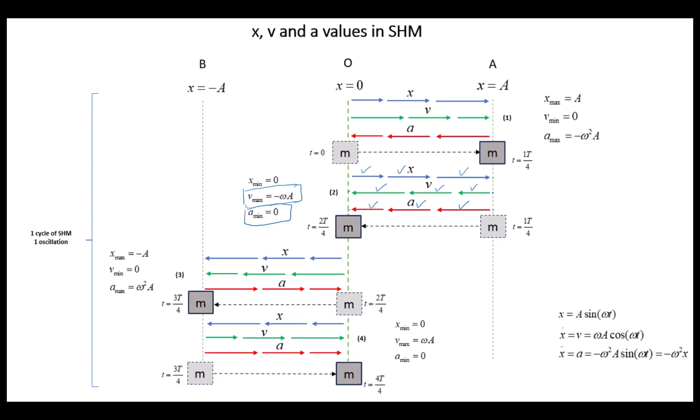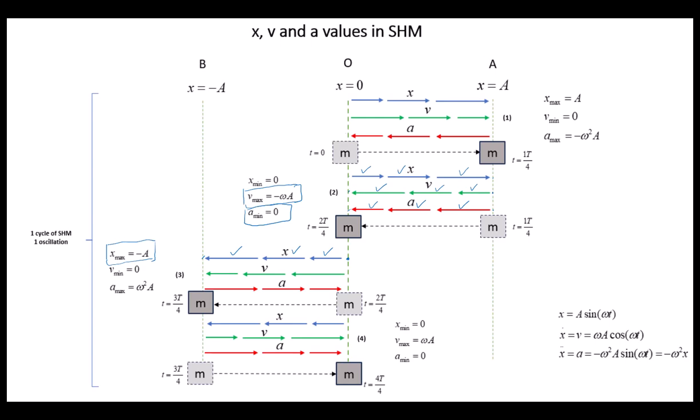Now, talking about the third quarter, when the object is moving from O to B, we see that the displacement is 0 at point O, and as it moves towards the left-hand side, the magnitude of the displacement is increasing till it reaches x equals B, where the displacement is the maximum, given by x max equal to negative A, which is minus amplitude. So the direction of the displacement is towards the left-hand side, which means negative.